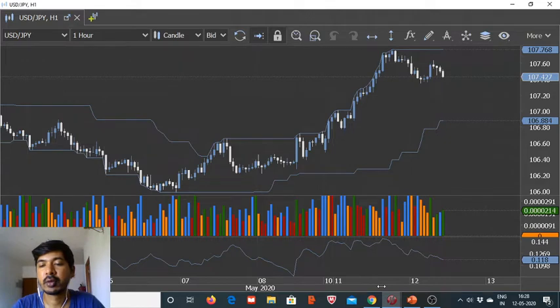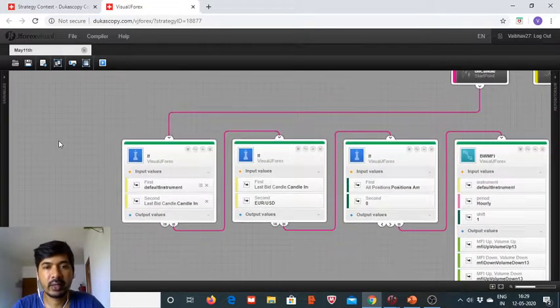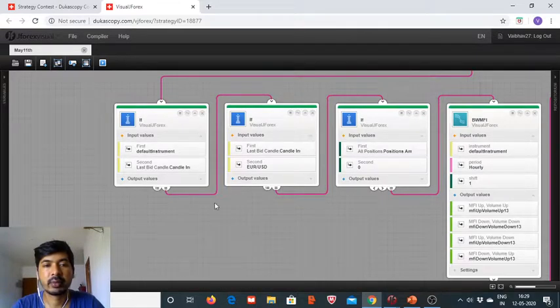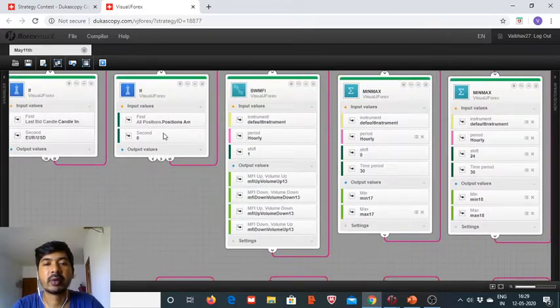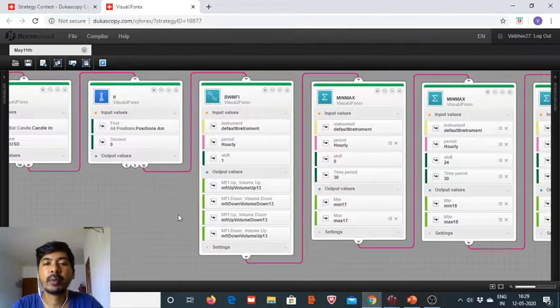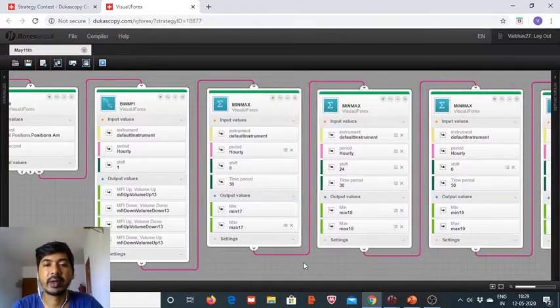So let us go back on chart to see what we have done so far. In yesterday's session we did instrument subscription. Here we are using Euro USD. Then in the position amount we have defined it at 0. We got this single BWMFI indicator block. It is defined for hourly, and the shift is 1, that is last hour's value will be taken into account.